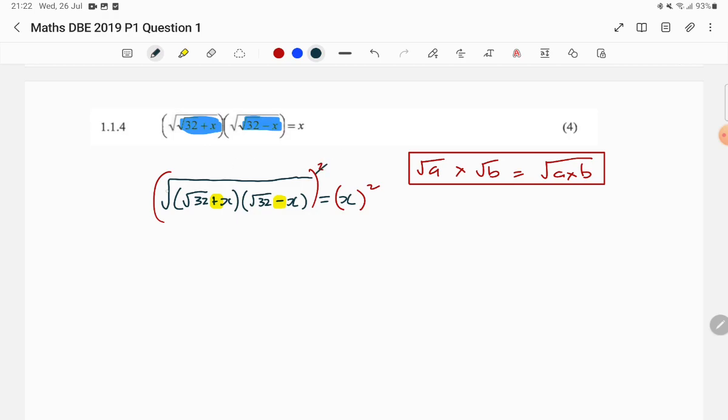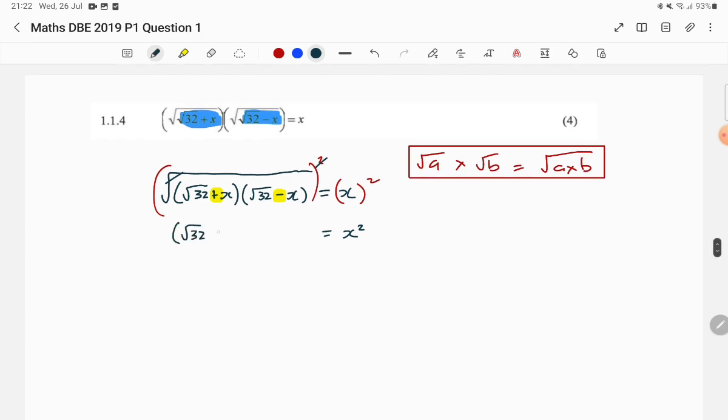So squaring both sides, that will cancel off the root, and then on the right hand side we are left with x squared, and on the left hand side we are left with root 32 plus x, root 32 minus x. That's essentially what we have here, and then we can go ahead and start foiling. If we understand the dots here, once we foil this we should get root 32 squared minus x squared is equal to x squared.